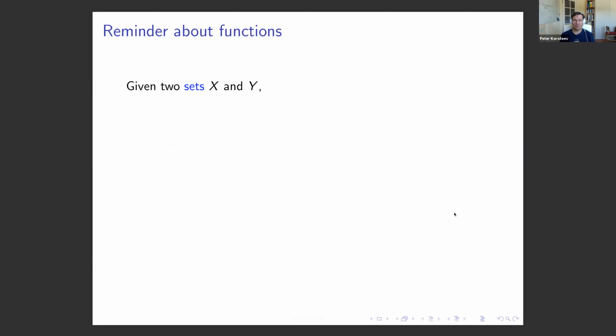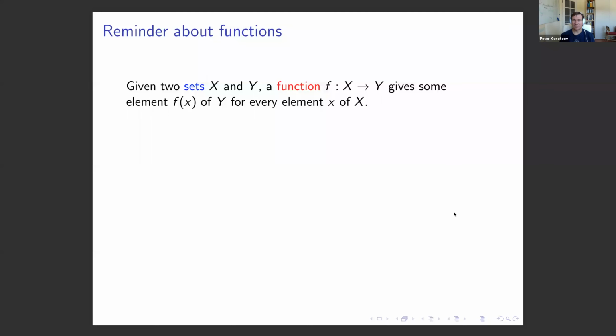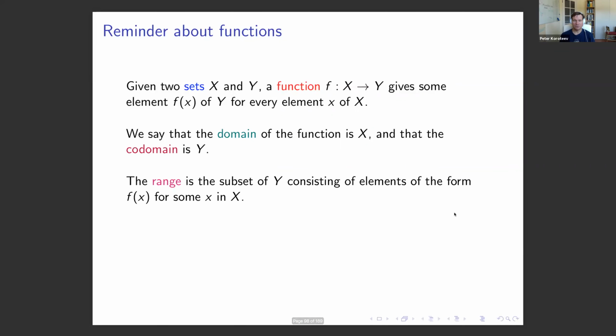So a quick reminder about functions. Given two sets, X and Y, a function F from X to Y gives an element F of x of Y for every element little x of X. So we say that the domain of the function is X and the codomain is Y. The range is the subset of Y consisting of elements of the form F of x for some x in X. So in other words, it is the subset of all images of X.